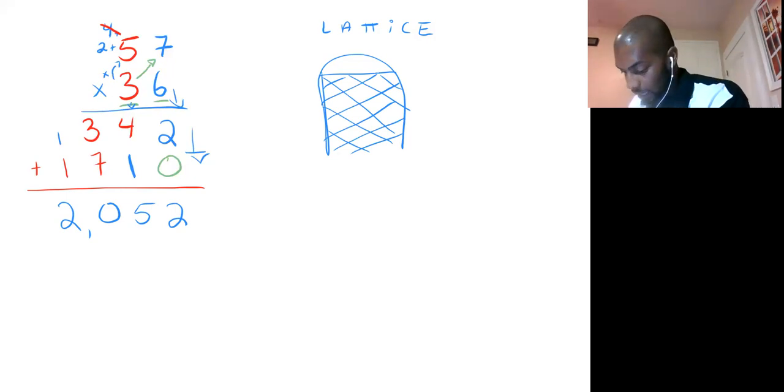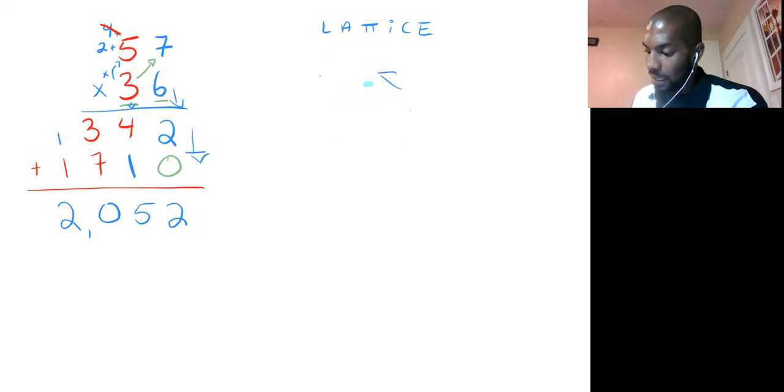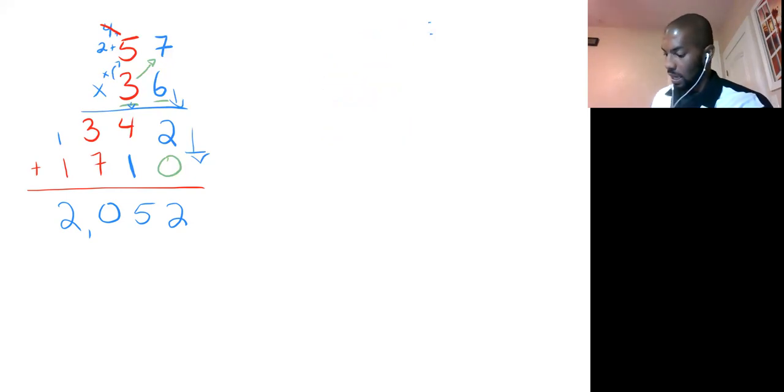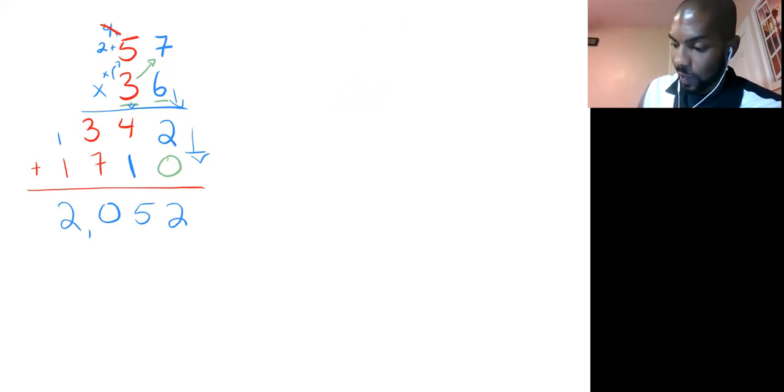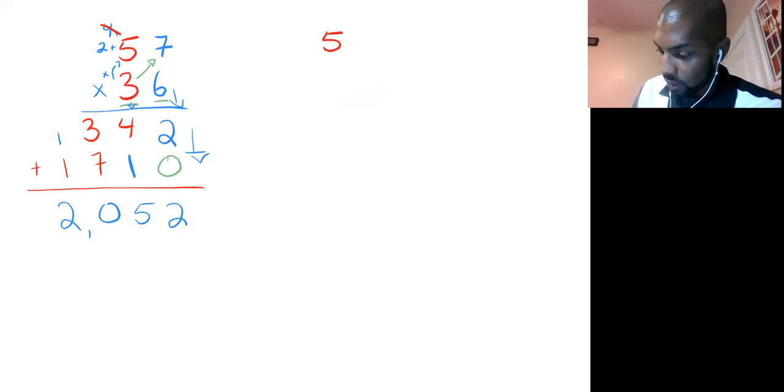So anyway, here's how lattice multiplication really works. It's popular in many Asian countries and in some European countries, actually. And here's how it works. So basically, you're going to write out your first products, your first factors, sorry. You're going to have the 5 on the top and the 7 over here.